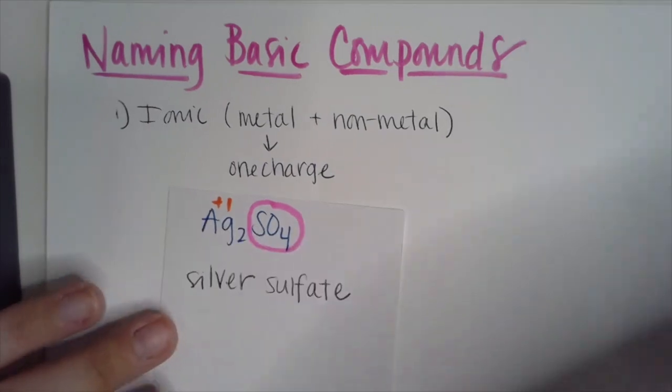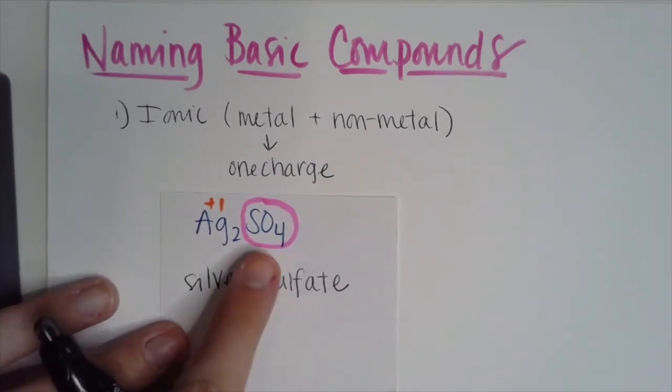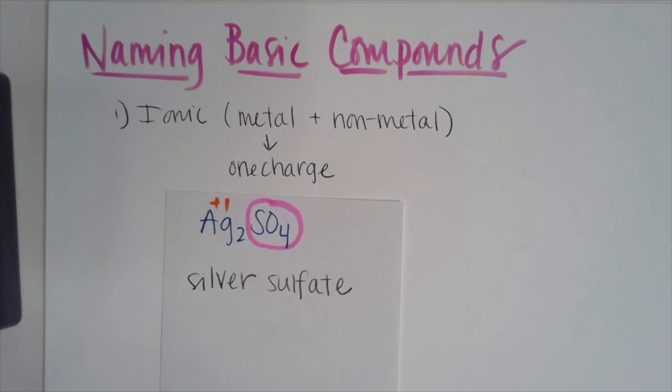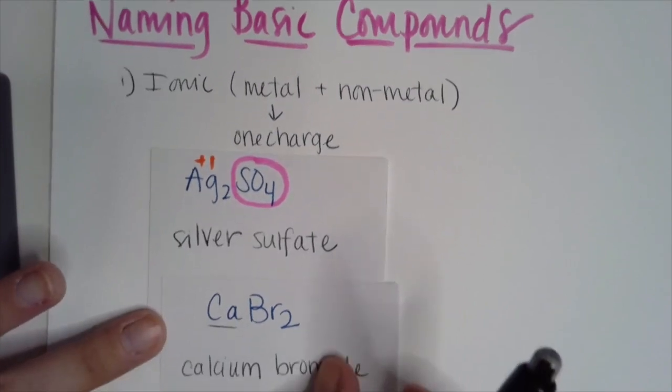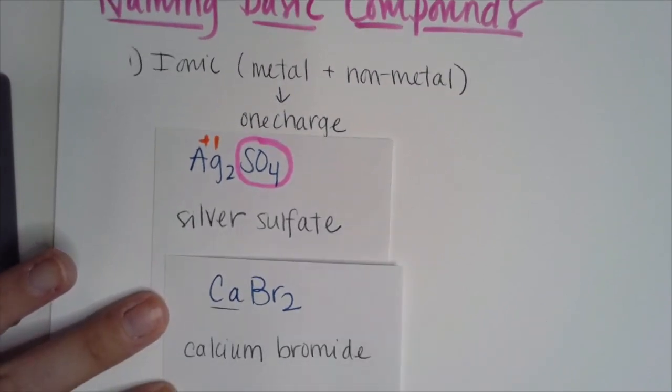Sometimes you're not going to have binary compounds. You just want to say the name of your polyatomic ion. So in this case, it is silver sulfate. Not too bad. You just want to name them, say the name of the metal, say the name of the nonmetal, changing the ending as needed.